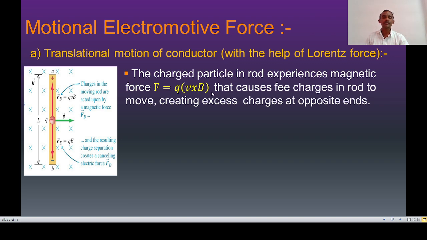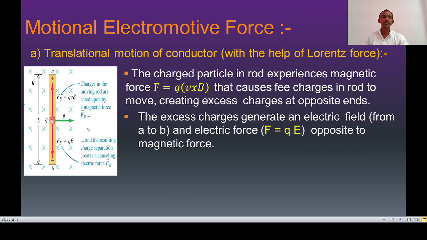And this magnetic force causes the free charges in the rod to move, creating excess charges at opposite ends. The excess charges generate an electric field from A to B. Here the magnetic force is going upward, in the upward direction.